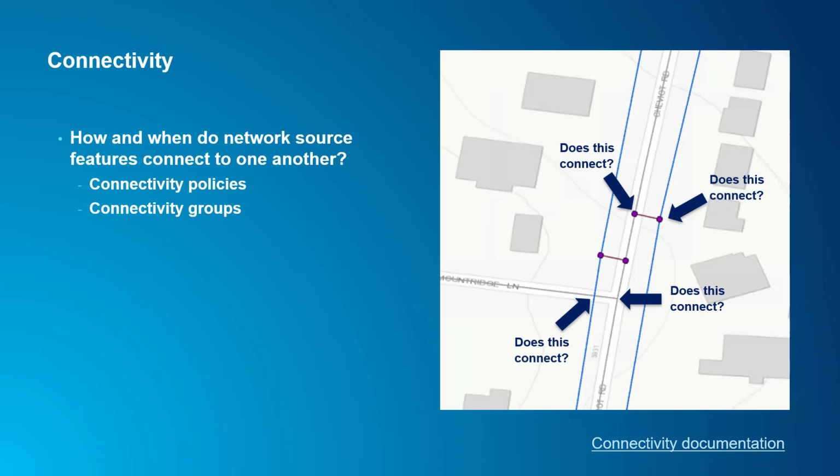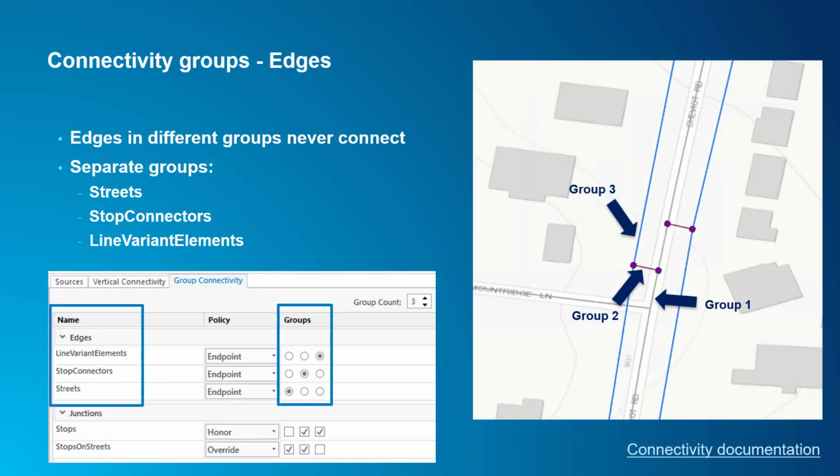I'll start with connectivity groups. When you put source features in different connectivity groups, the features won't connect to one another in the network, even if they intersect. Let's say my streets are in group 1 and my transit lines are in group 3. Even if a street and a transit line touch each other at a shared endpoint, the traveler will not be able to travel between them.